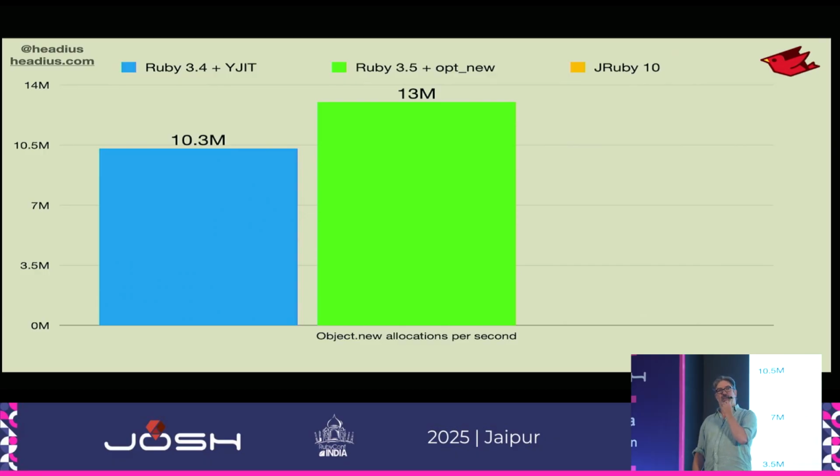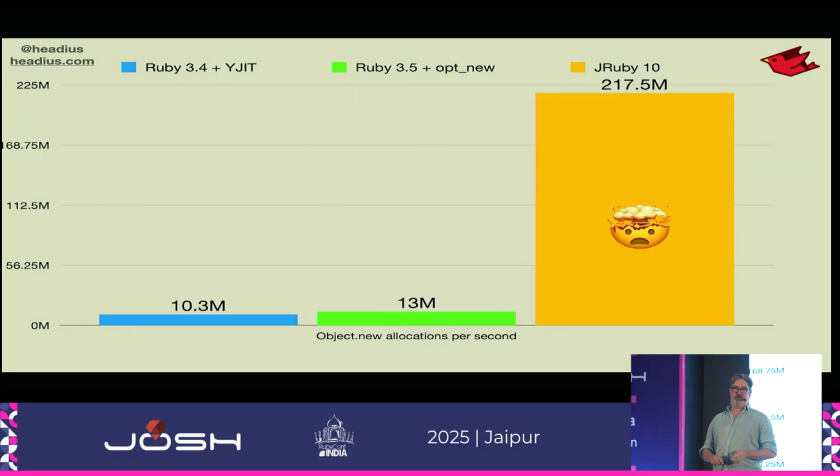Now, what about JRuby? How does JRuby do on this benchmark? Well, this is where it gets a little funny. The JVM is so good at optimizing object allocations and has so little overhead for its garbage collection that we just blow the Ruby numbers completely out of the water.